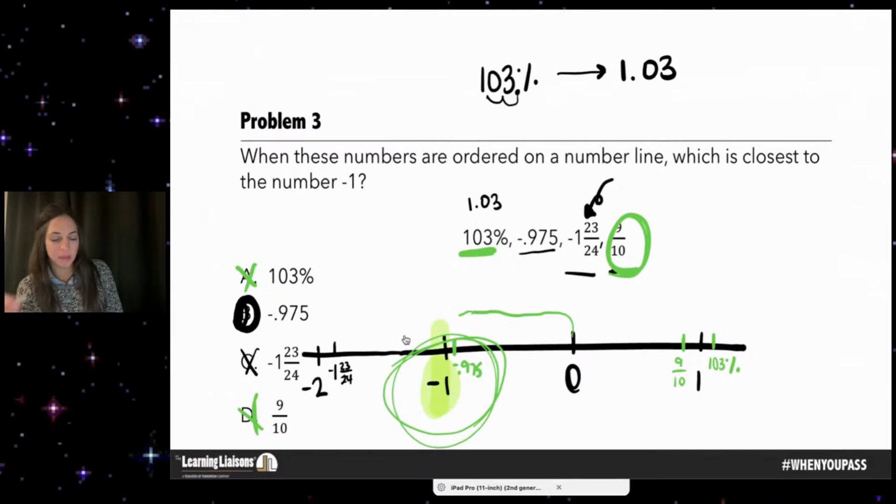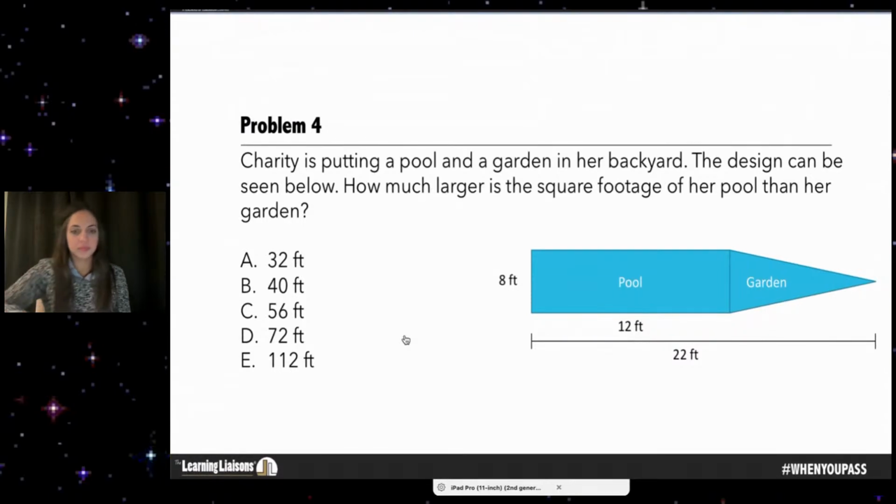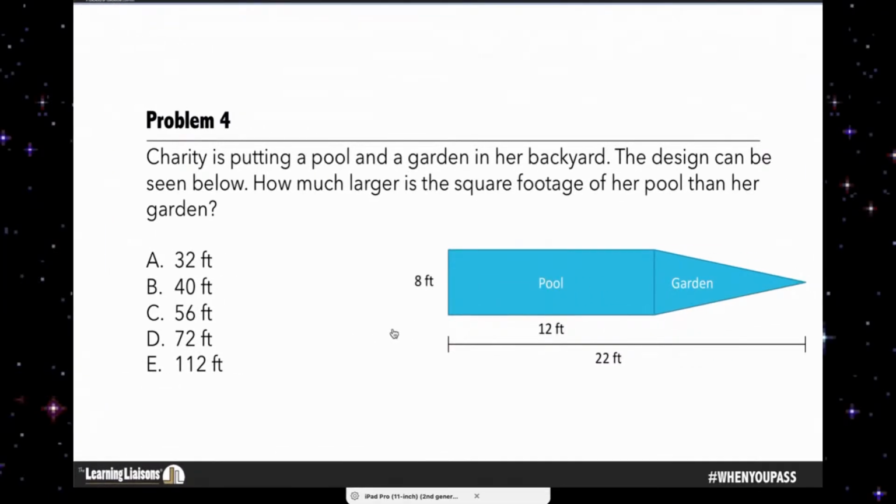All right, let's move on to problem number 4. Charity is putting a pool and garden in her backyard. The design can be seen below. How much larger is the square footage of her pool than her garden?